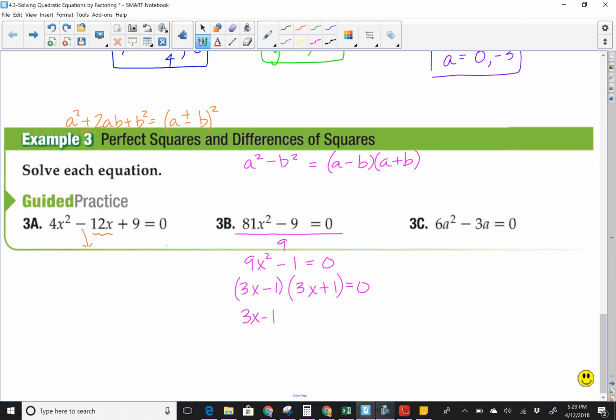Sorry. 3x minus 1 equals 0. 3x plus 1 equals 0. And that, of course, gives me x equals plus or minus 1/3.